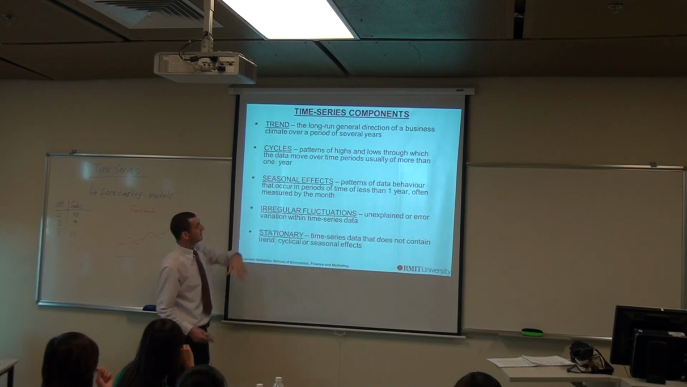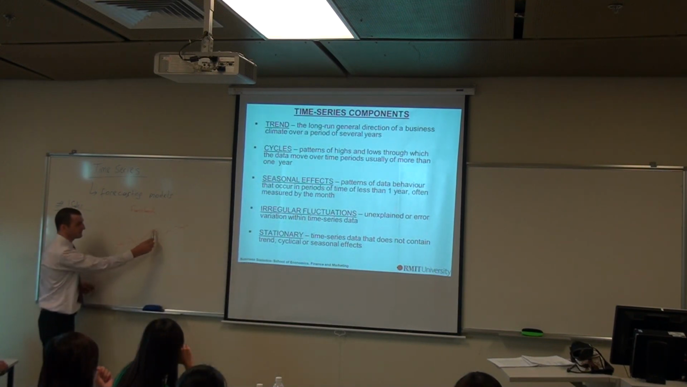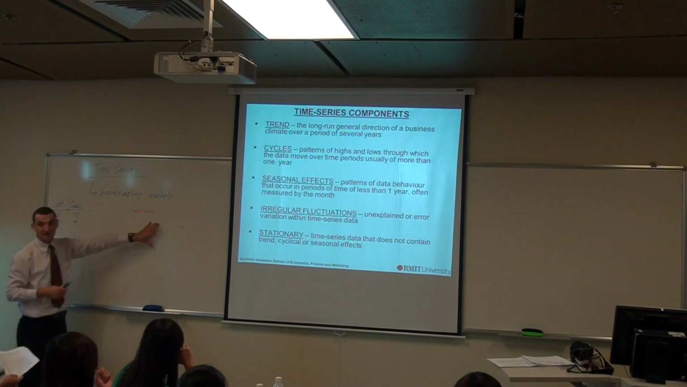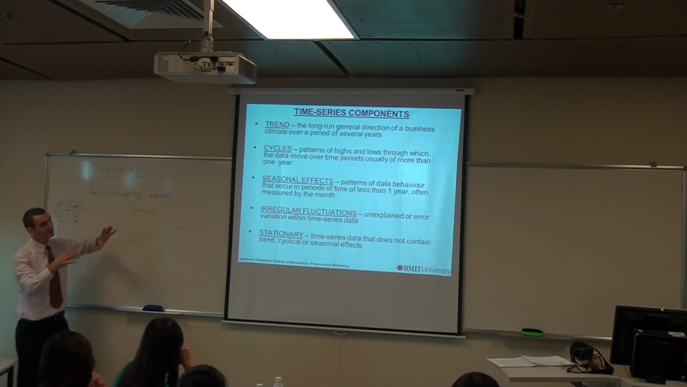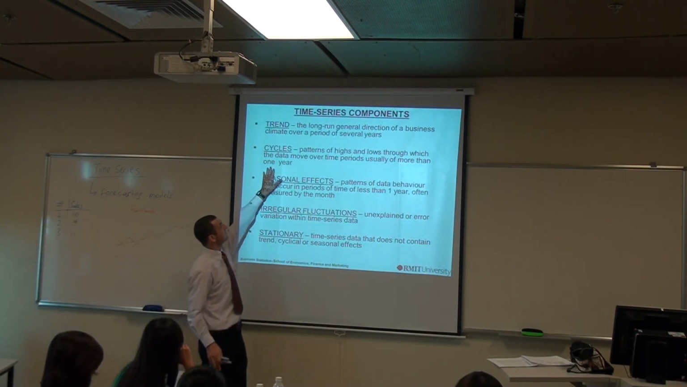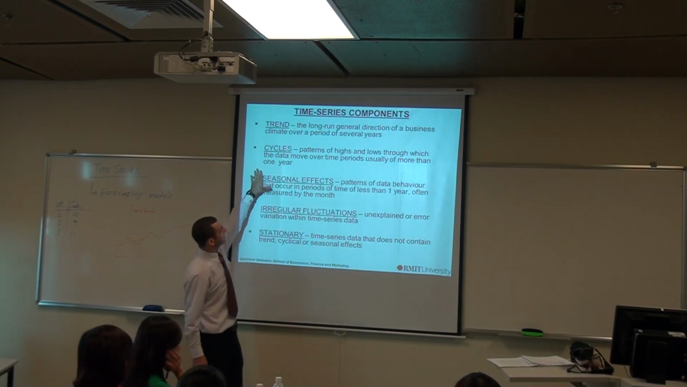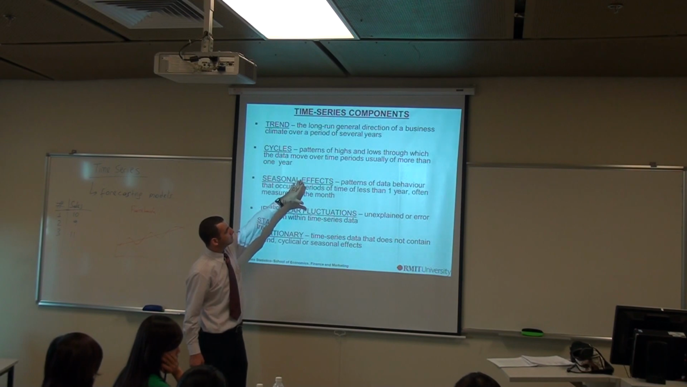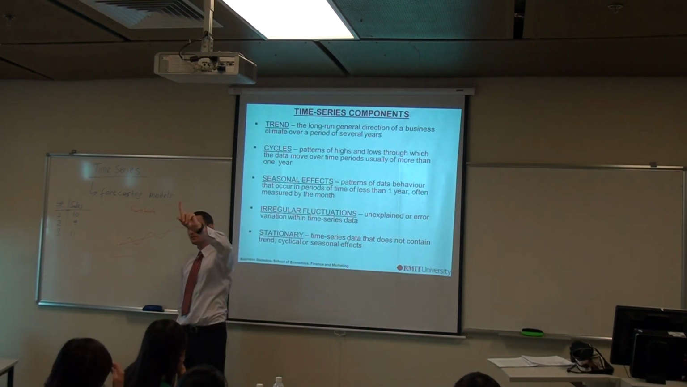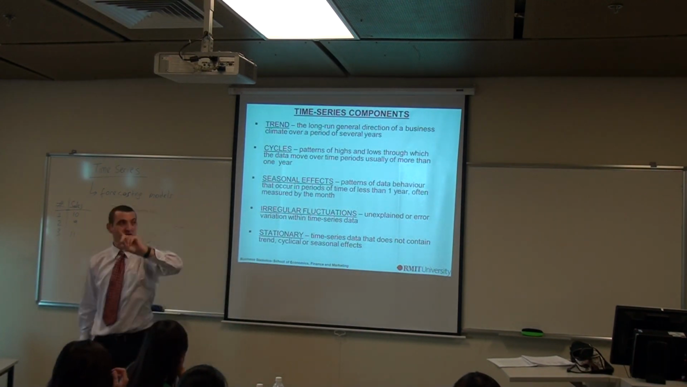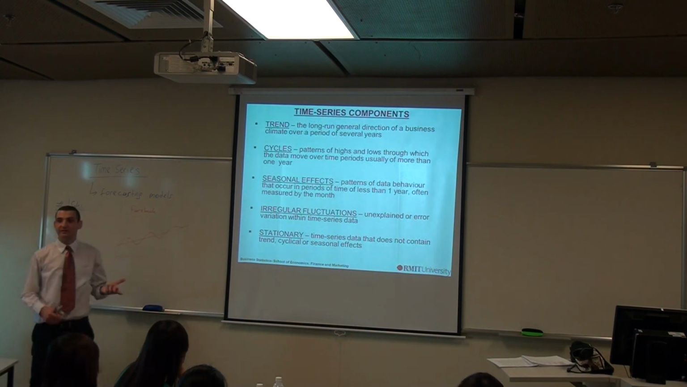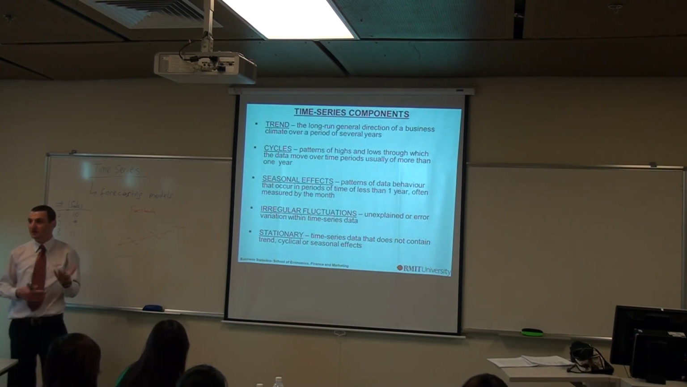Cycles are these patterns, a bit bigger than that, because they are more than 1 year. You can see here patterns of highs and lows through the data move over time periods, usually of more than 1 year. Things like economic recessions, right? Right now we are getting more and more often recessions in the world.